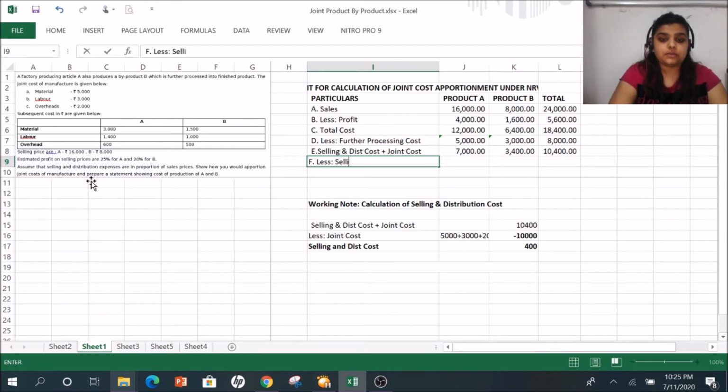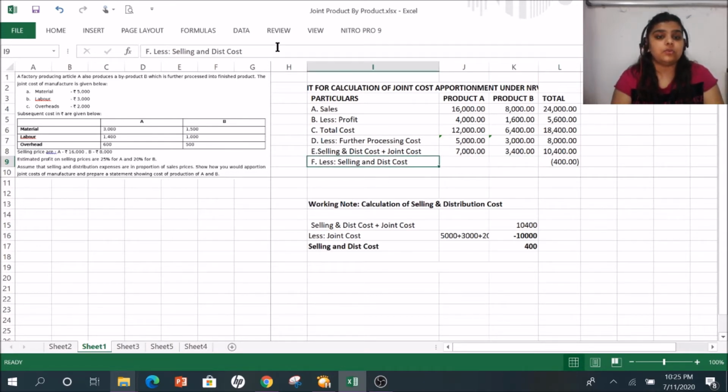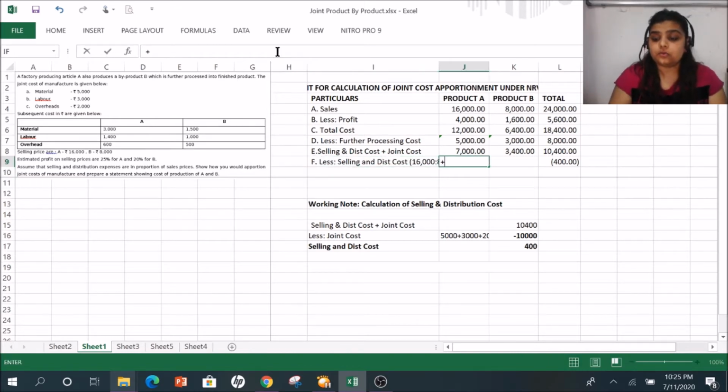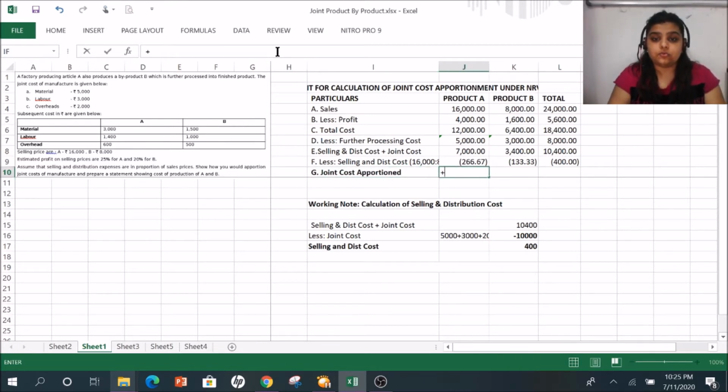Less selling and distribution cost. Selling and distribution cost I have already taken as 400. Now in what ratio do I need to divide it? They are saying that it has to be in proportion to the sales prices. So the ratio would be 16,000 is to 8,000, that is 2:1. So 400 into 2 by 3 and 400 into 1 by 3. What we get, our balancing figure, is the joint cost apportioned. Our total cost being 10,000, which is matching to our joint cost. So this is the joint cost apportionment.